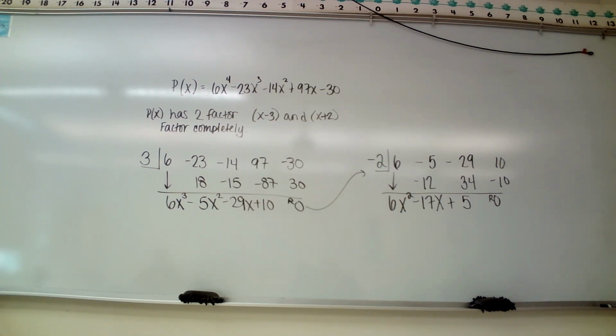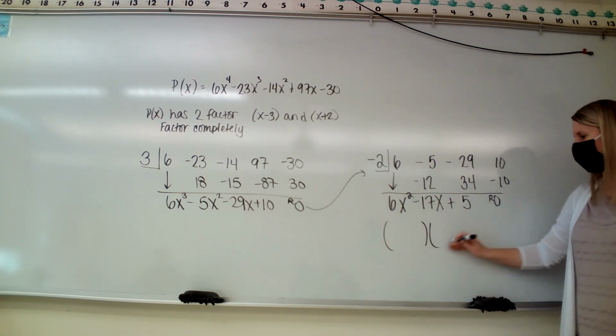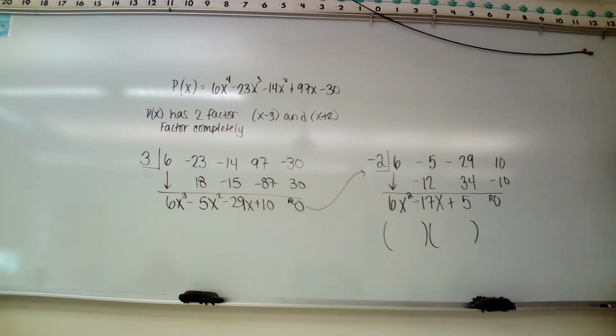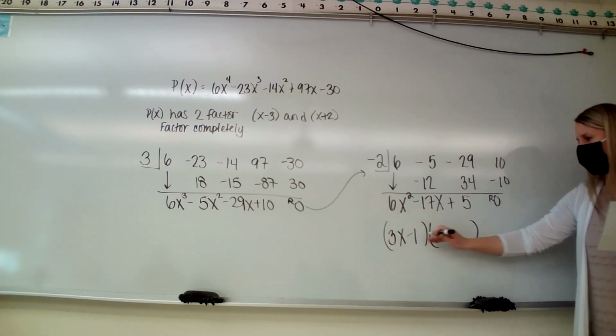So now that I'm down to here, I'm saying, well, it's asking us to factor completely. I can factor this, right? This is easy. Good old quadratic trinomial. Going back to the basics here. If I factor 6x squared minus 17x plus 5, what do I get? 3x minus 1, 2x minus 5. Thank you.